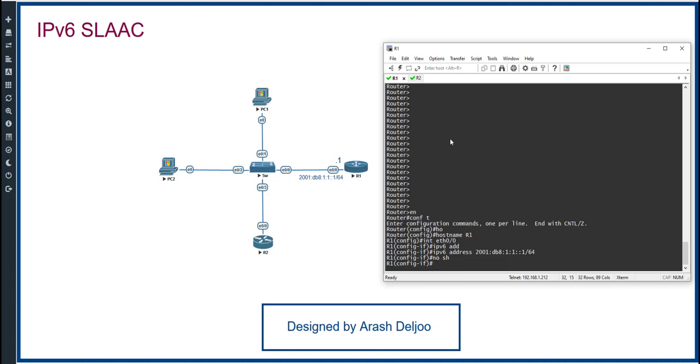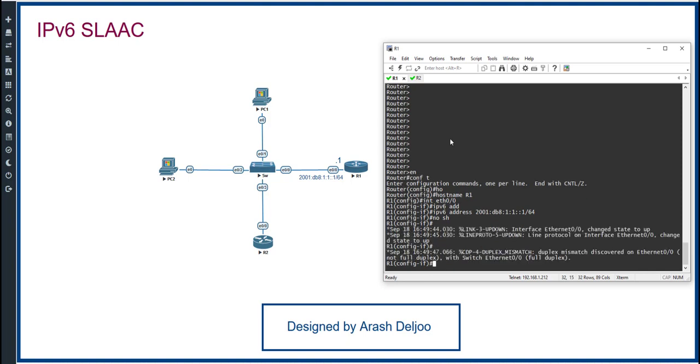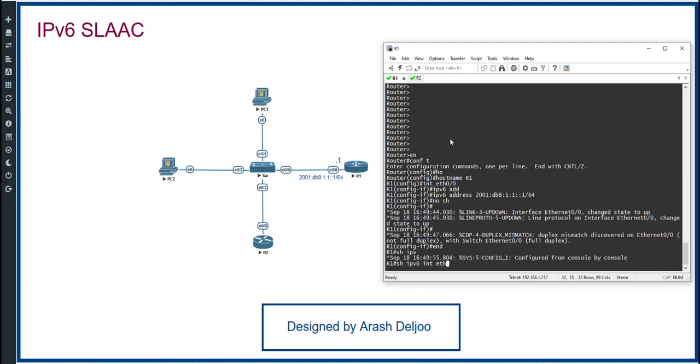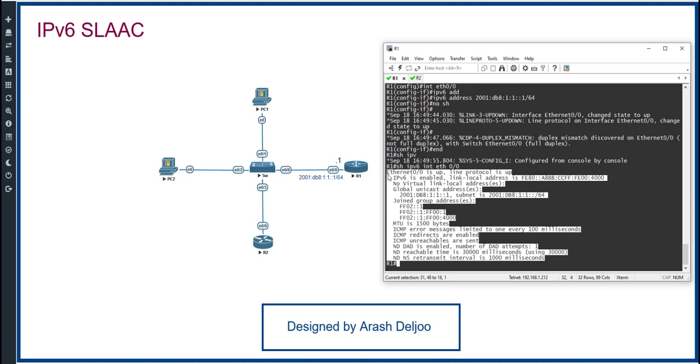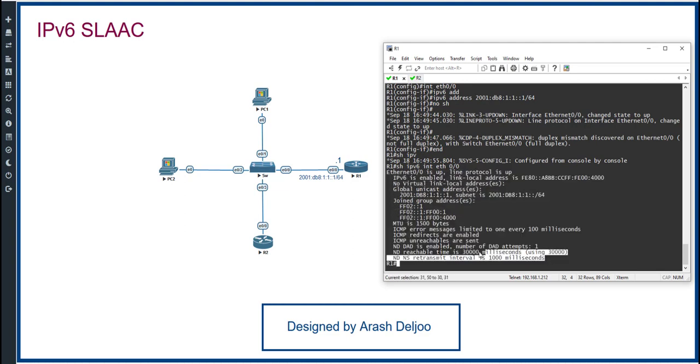Okay, until we configure the IPv6 unicast routing on router 1, we will not have any RA, or router advertisement. Let me first show you. Look at the show ipv6 interface ETH0/0. You can see that here we don't have any information about the RA. I will show you that when we enable the unicast routing, here we will have information about the RA.